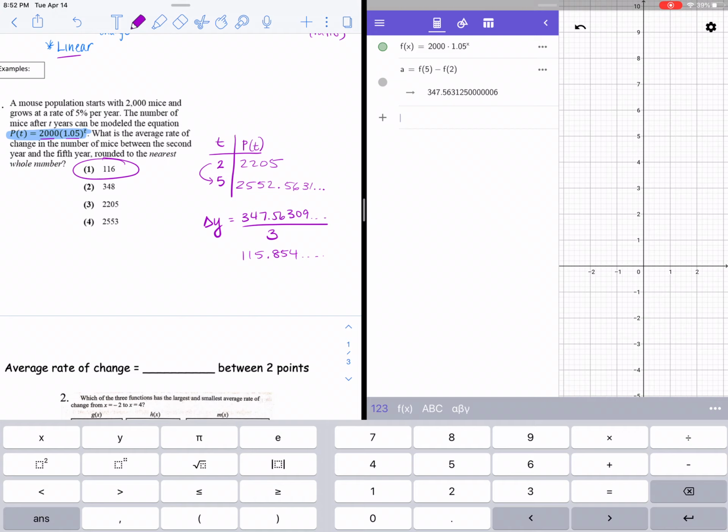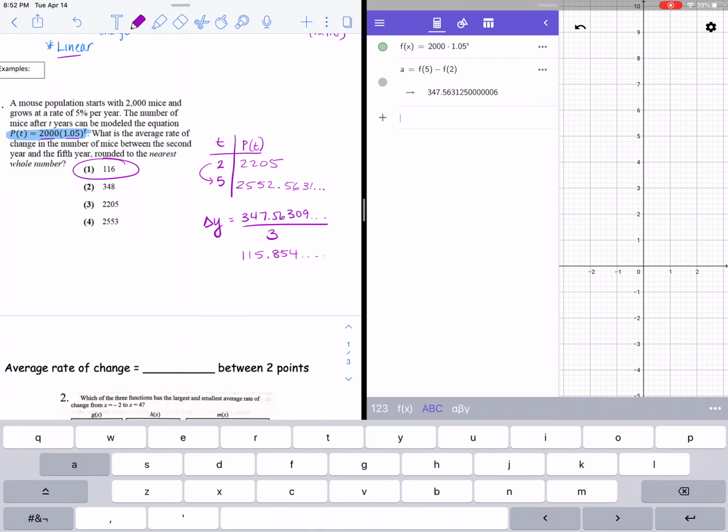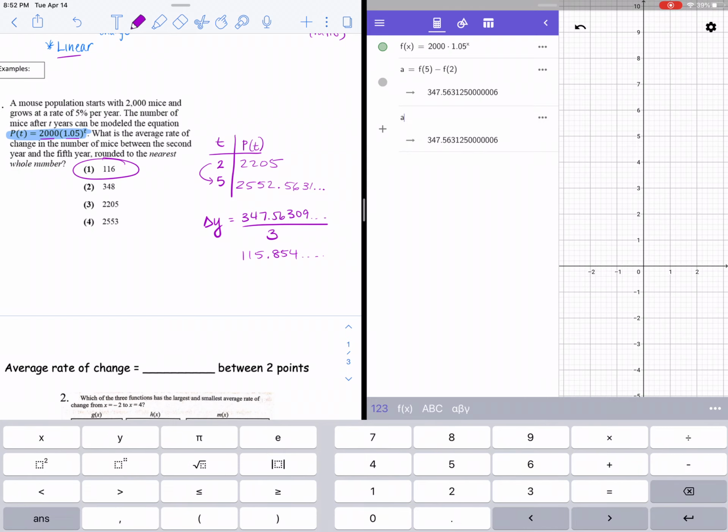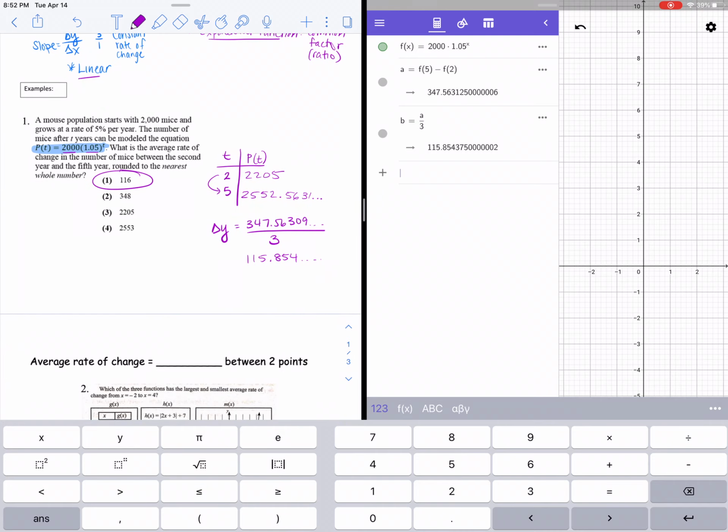Now notice, if you look on the calculator, do you see it says A equals f of 5 minus f of 2? So now I could use that A for that number and just type in A divided by the change in x, which we know is 3. If you weren't sure, you could do the 5 minus 2. And then I could give it to you without having to worry about rounding or looking at the table. But you have to first enter that function so that the f function is defined by the equation. So either way, we get the same answer.